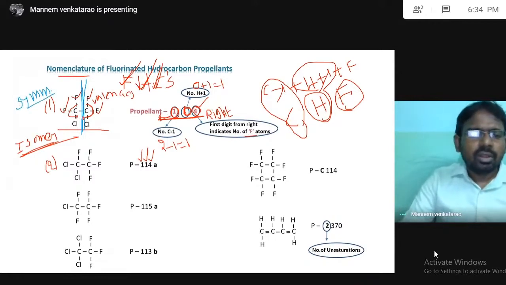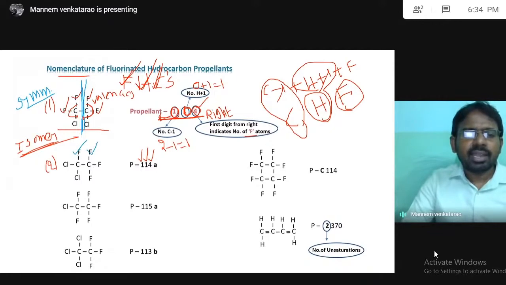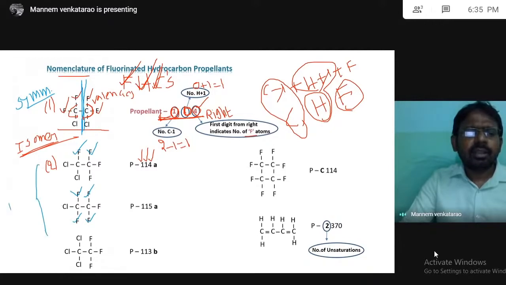But here, observe. How many valencies are the same? Only one valency, fluorine. Next, chlorine. Here fluorine, here fluorine. Only one valency is matching. Next compound, you observe. 1 matching, 2 matching. Here 3 matching, but here 2 valencies are matching. That's why if 1 or 2 valencies are the same on both carbons, then these compounds are called asymmetric molecules. Asymmetric molecules are denoted with the number followed by the letter A.